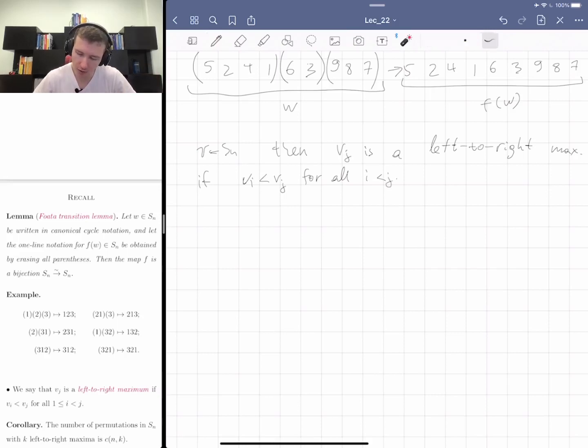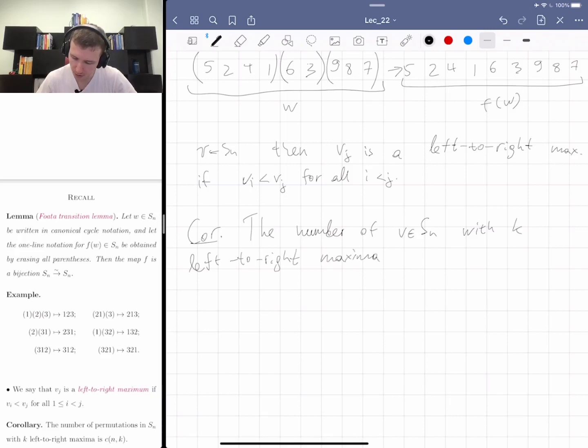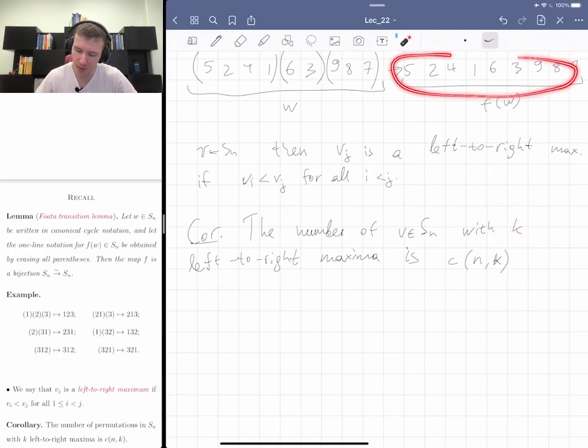And so the proof of the reverse bijection was trying to find these left to right maxima and then inserting the parentheses in the corresponding way. So in particular, we get a nice corollary, which is that the number of permutations V in Sn with exactly k left to right maxima is equal to C of n comma k, the number of permutations with exactly k cycles. This follows trivially from this bijection: if you have a permutation with k left to right maxima, you apply the inverse of this map and you get a permutation with exactly k cycles. So in this sense it's trivial.